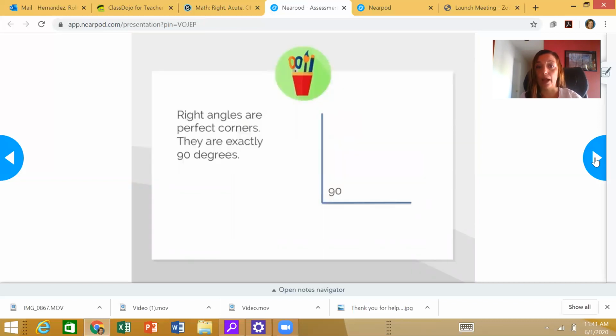Okay, so right angles are perfect corners. They are exactly 90 degrees. So they're exactly perpendicular to each other, and they make a 90-degree angle. So the corners of a square or a rectangle are right angles.